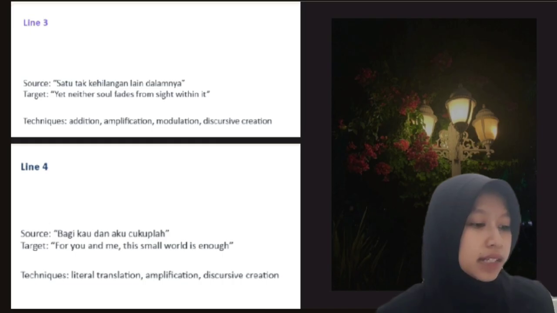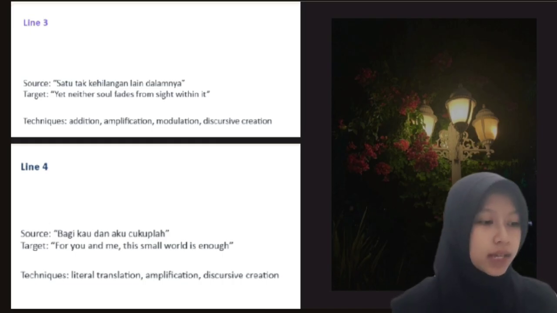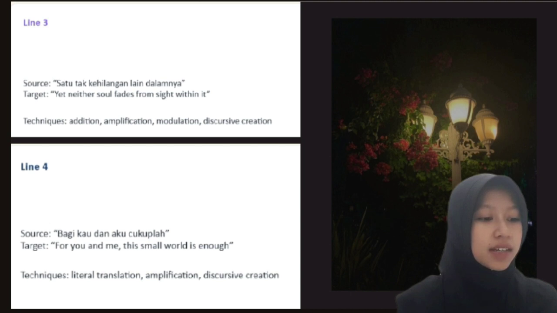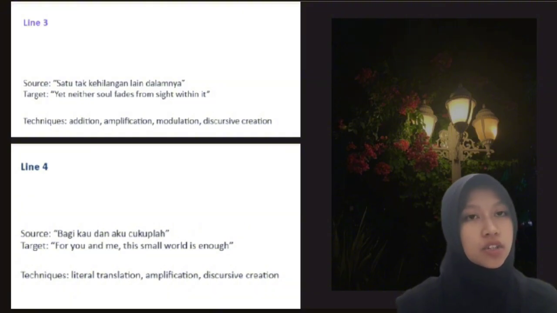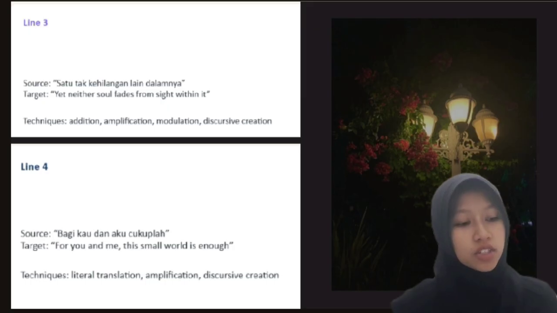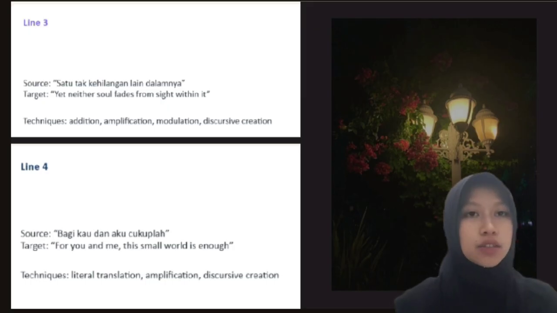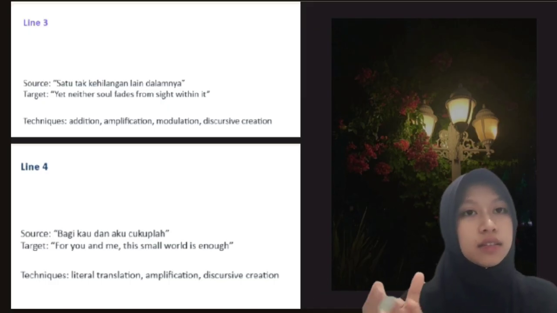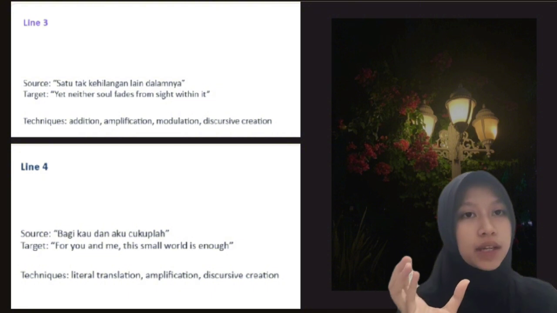And then the final line is "bagi kau dan aku cukuplah," and this is translated as "for you and me this small world is enough." Again I use amplification and discursive creation because I add "small world," which does not exactly appear in the source text. I add the word "world" because I want to emphasize that the garden is the private place that they share.